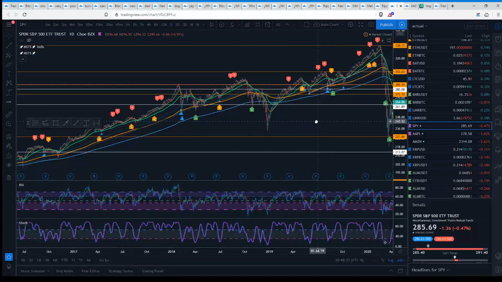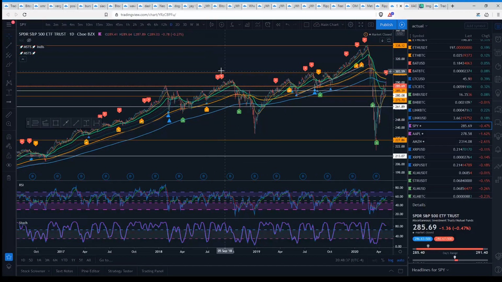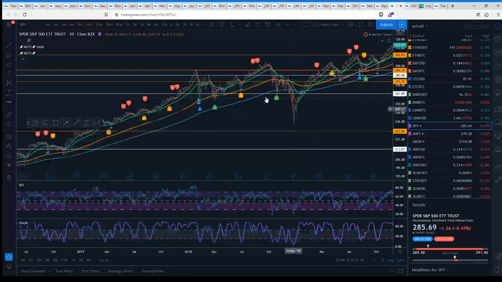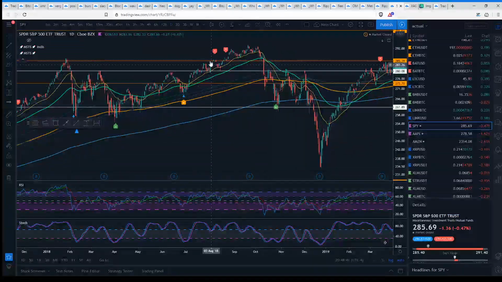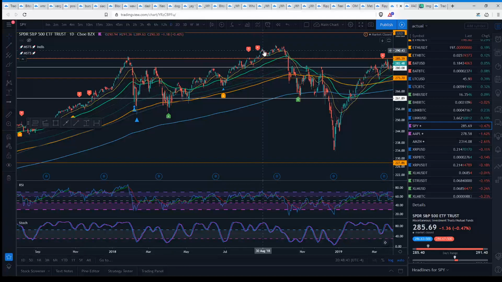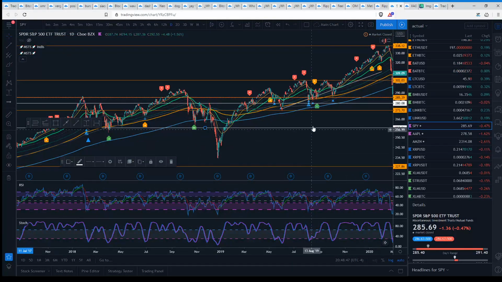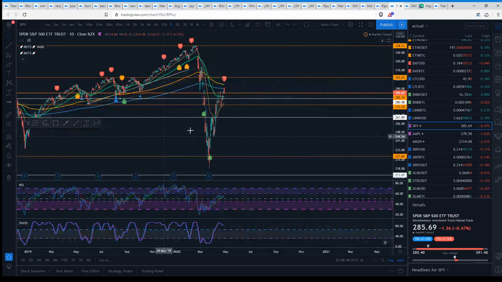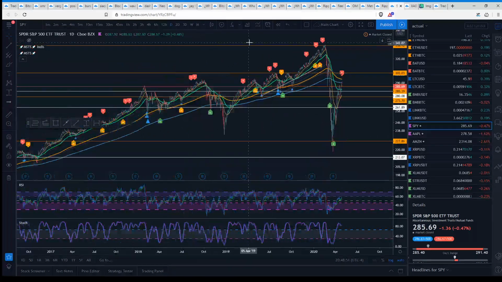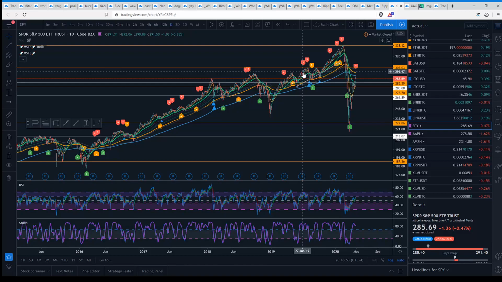What else can we find here? We have a nice 3 and a 5, which means it's getting overextended, etc. Whoops. So let's try something else. What can we try?